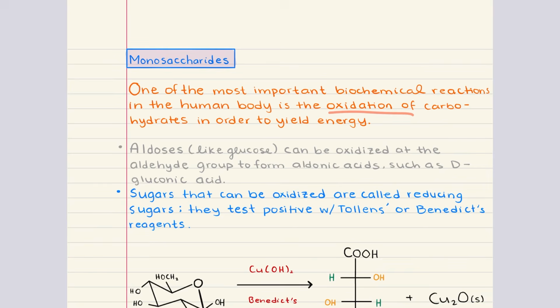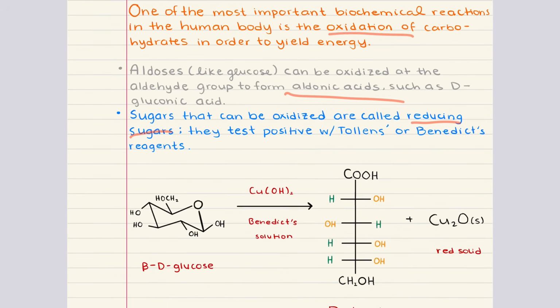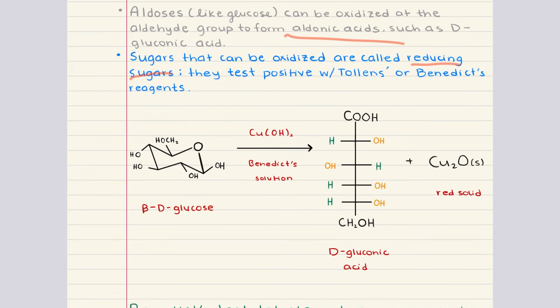In particular, aldoses like D-glucose can be oxidized at the aldehyde group, and they're going to produce compounds known as aldonic acids. A common example is the oxidation of D-glucose to form D-gluconic acid. Now, sugars that can undergo this type of oxidation are called reducing agents because they have a free aldehyde group or a group that can be converted into one. These sugars test positive with reagents like Tollens or Benedict's, which are used to detect the presence of reducing agents in solution. Actually, let's discuss the Benedict's test as an example.